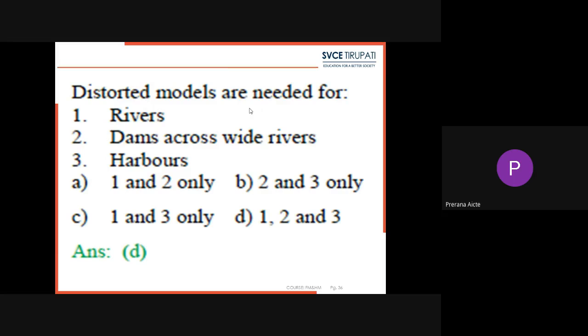Another question, distorted models are needed for rivers, dams across wide rivers and harbors. So of course, distorted models are needed for rivers, dams and for harbors also. So we need all.